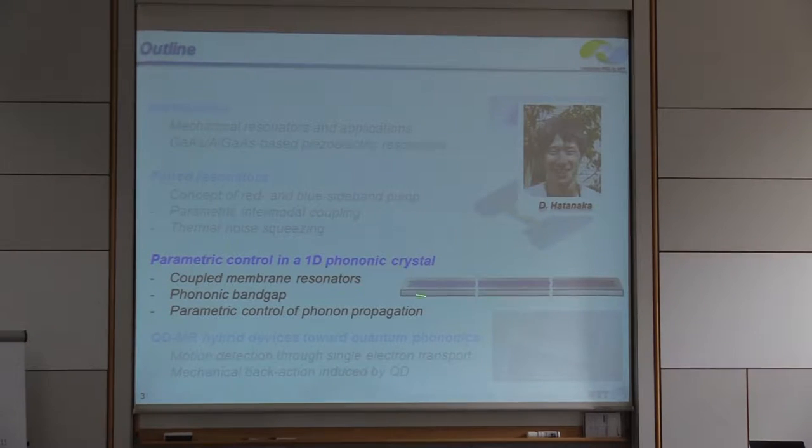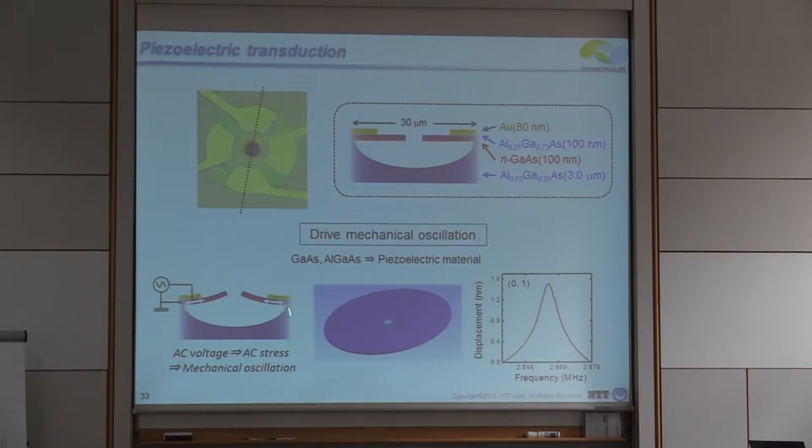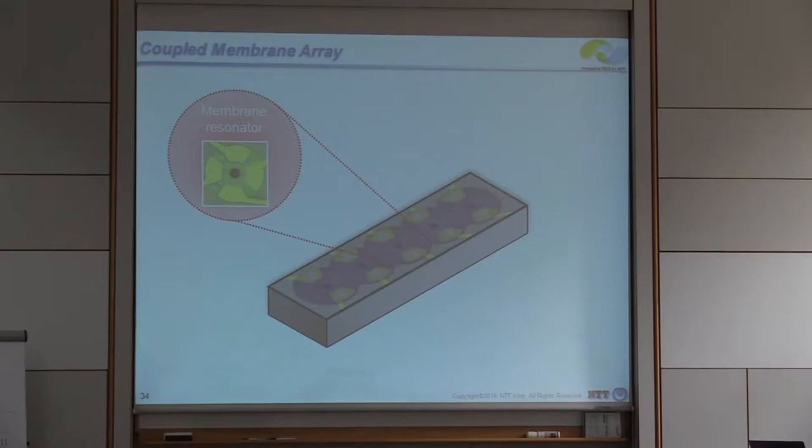Then we are trying to extend this idea to a much larger number of resonators, to construct a one-dimensional phononic crystal. To do that, we use a different shape of resonator. This is what we call a membrane mechanical resonator, but in principle it's the same as a doubly clamped beam resonator, and consists of an aluminum gallium arsenide and gallium arsenide bilayer system with a top electrode. So you can do the same operations with the beam resonators. And this is the fundamental mode of this membrane resonator, and you can clearly see the resonance using this electromechanical transduction.